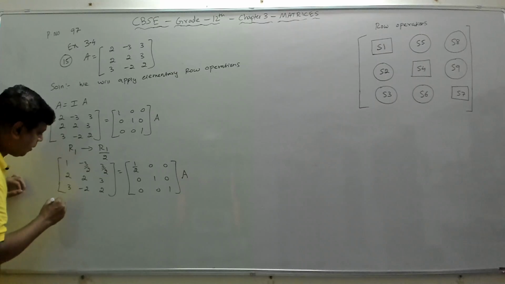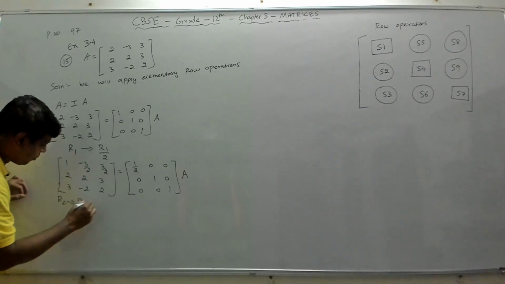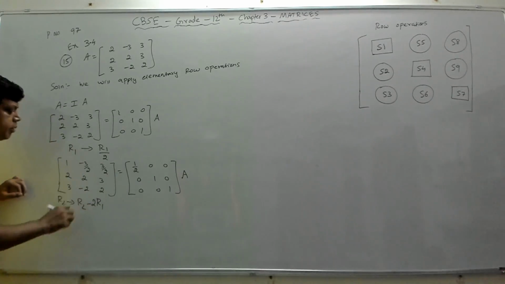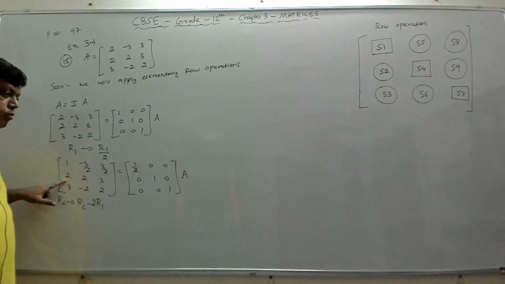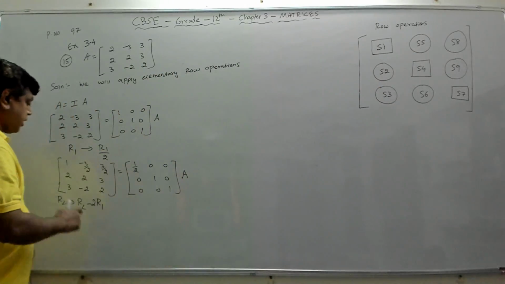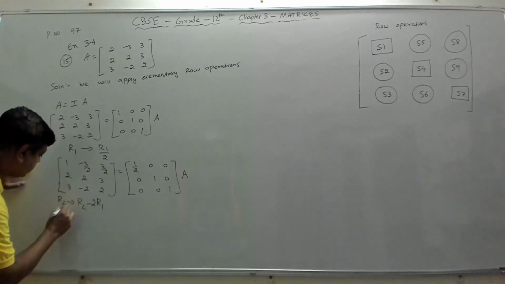So 2 is the second row. So we will say R2 implies R2, which is 2 minus 2 into 1, where 1 is R1. So we will apply this operation so that this will become 0. That is our second step. The element in the second row, first column should become 0. So if you apply this, what do we get?